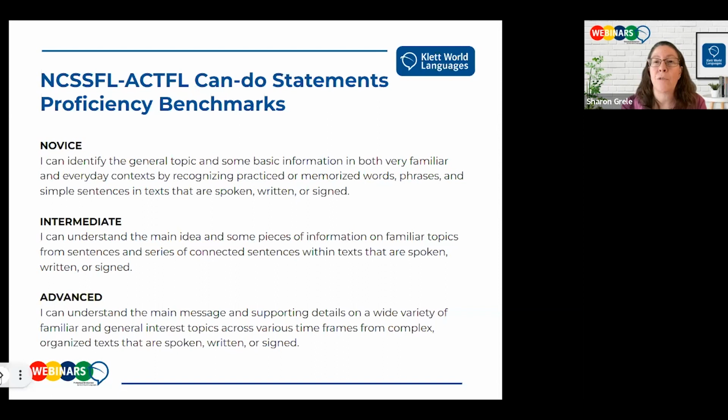Intermediate, we get into the main idea of a text, as well as maybe some additional information in that text on familiar topics, especially ones that we've studied and worked with. We move to the sentence level and then to connected sentences later on if we're talking about the spoken and written word, especially as we get into those higher levels of intermediate. We know that progression will kind of happen. We do a little bit more with text, and we can get into a little bit of the details, maybe not all of them, but we certainly are doing better with that than the novices. And then at the advanced level, we get the main message and a lot of the supporting details.